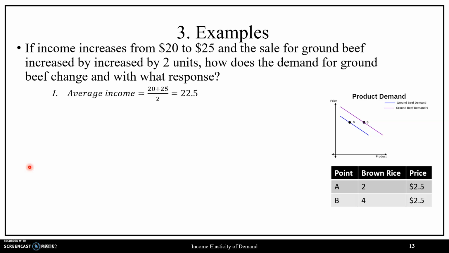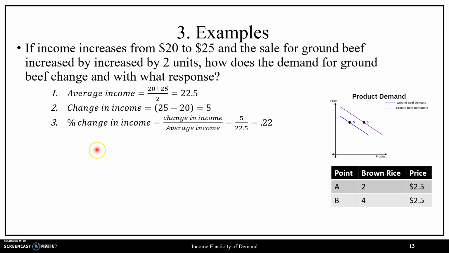So let us begin. In terms of average income, this is going to be the sum of 20 plus 25 divided by 2. This is going to give us a value of 22.5. Now in terms of a change in income, since we're going from $20 to $25, our X2 is going to be $25, our X1 is going to be $20, so 25 minus 20 is going to give us a value of 5. So then in terms of our percentage change in income, this is going to be our change divided by our average, so 5 divided by 22.5, giving us a value of 0.22.